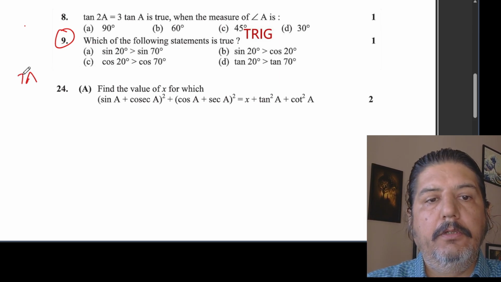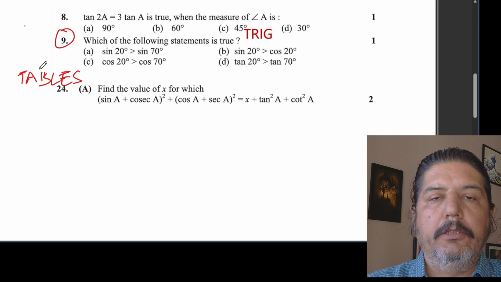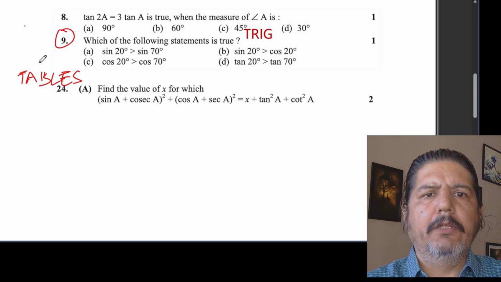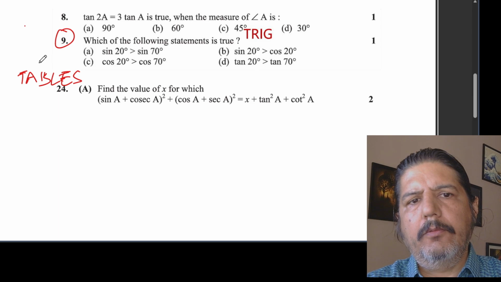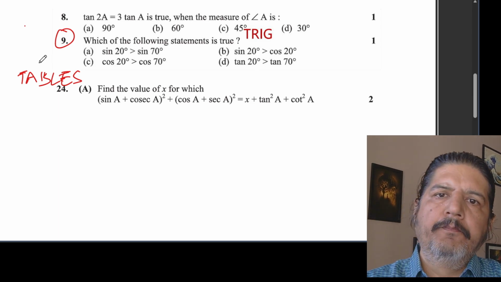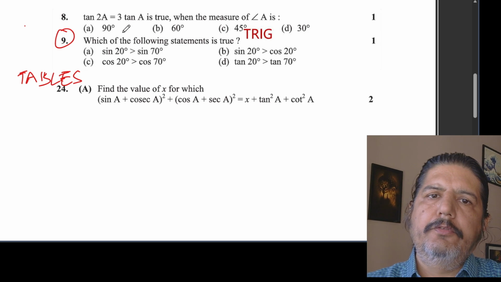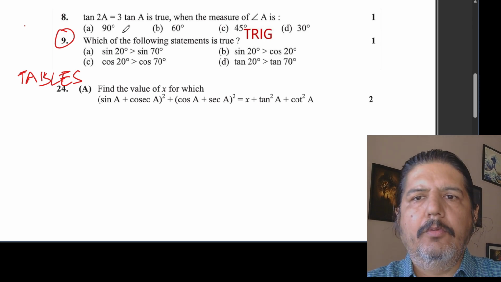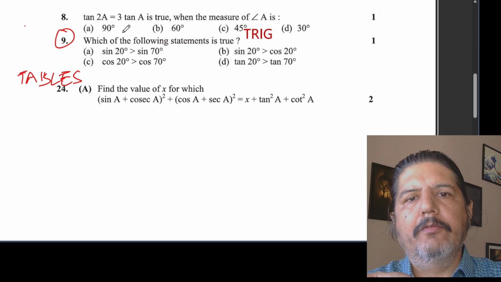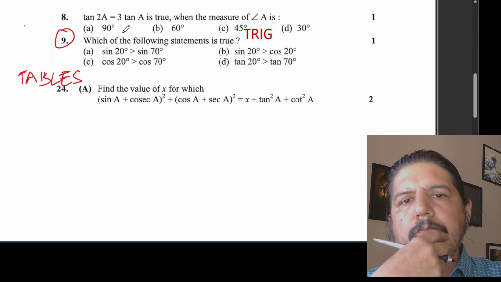you can look at the tables, the tables that are provided in the board exam. They have the logarithmic values, and you can ask for tables from the invigilator. So if you look at the values of sine 20, sine 70, sine 20, cos 20, you can look at the table, find out the values and make out the answer. That is the first way.